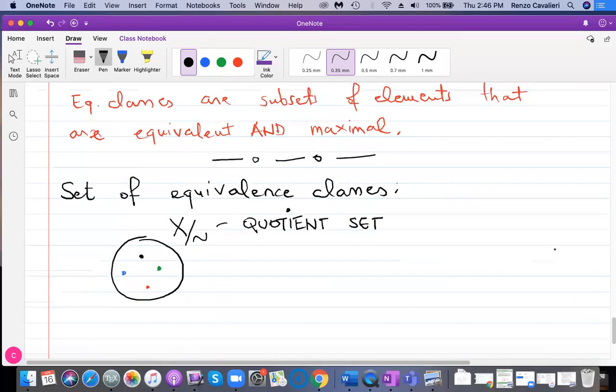Another confusing thing is, what do we call equivalence classes? Well, in this case, we can call it black, for example, because we've decided that this is the equivalence class of all the elements that were black, and we could call this one blue, for example.